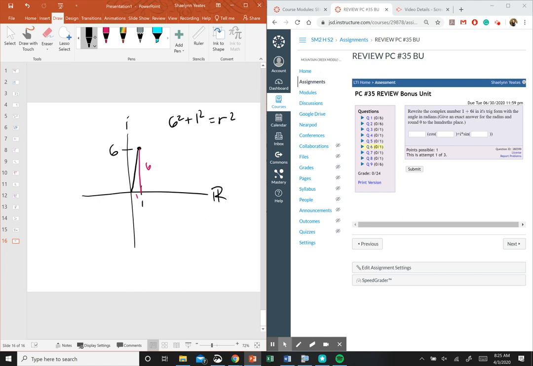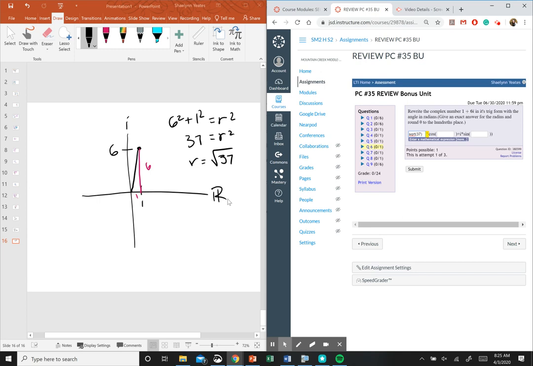We get 36 plus 1, so 37 equals r squared. So r equals the square root of 37. Over here I can put in 37. Oh, no, wait. Square root, SQRT in parentheses, 37. That looks much better. All right, so there's my square root of 37.